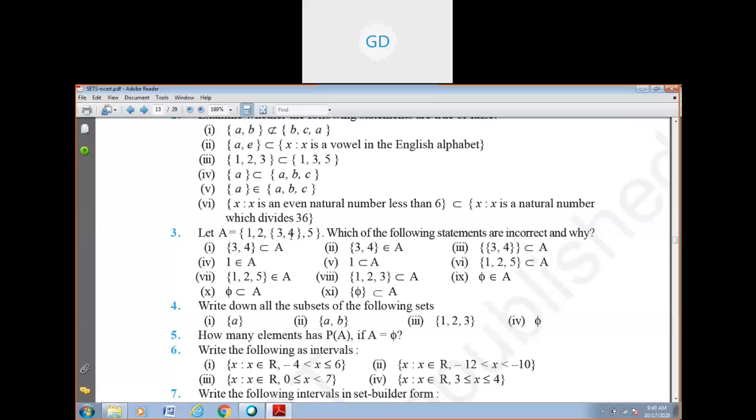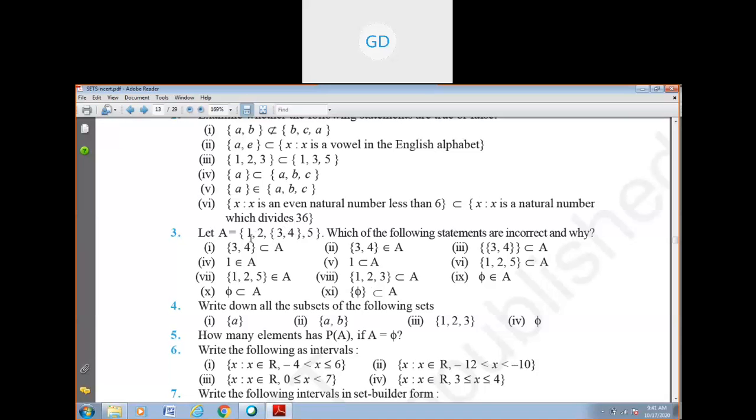This, as a whole, is present here as an element, but it is itself a set because the elements are expressed within second bracket. So it is the third element. First element 1, second element 2, third element {3, 4} as a whole, fourth element is 5. This third element itself is a set because it is expressed in set form within second bracket. So this third element belongs to this set. Third element is not a subset of A.